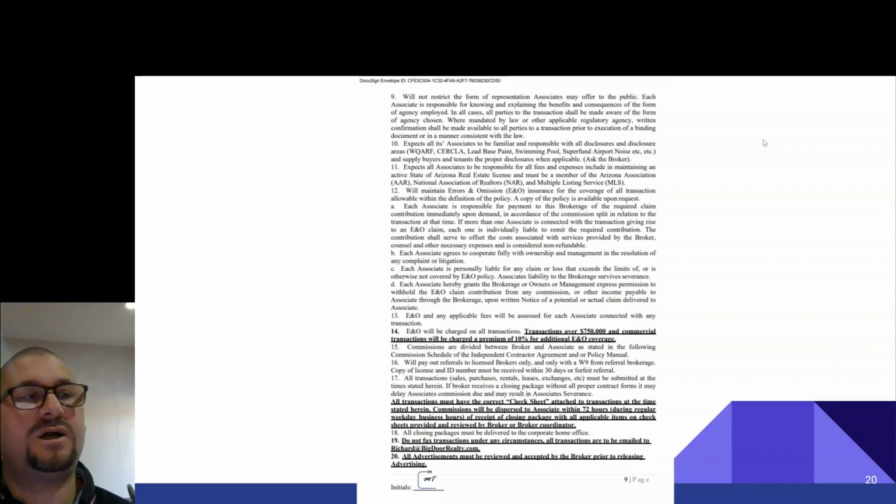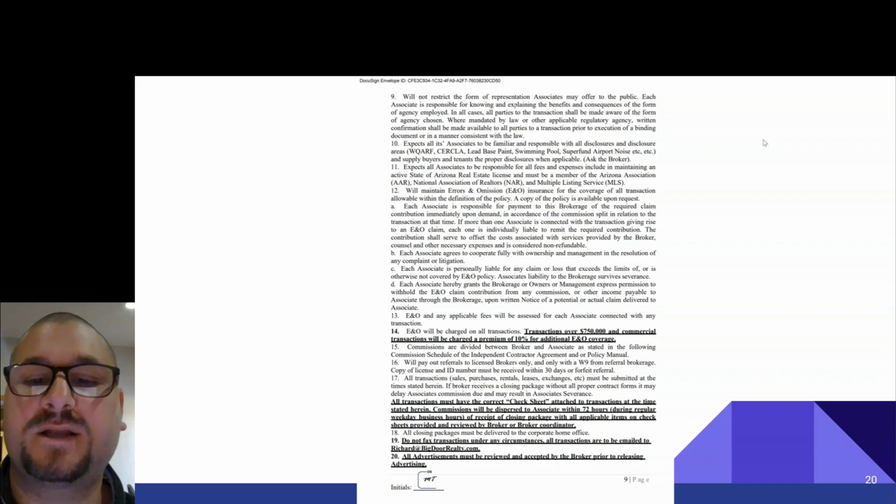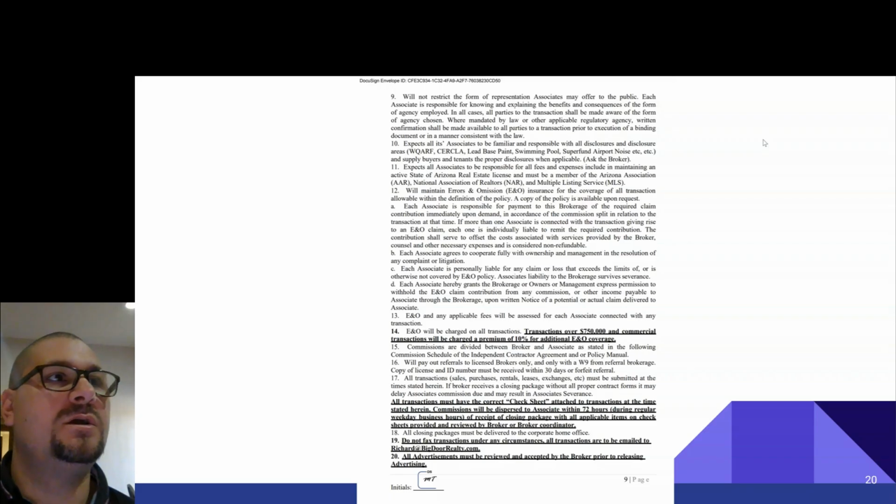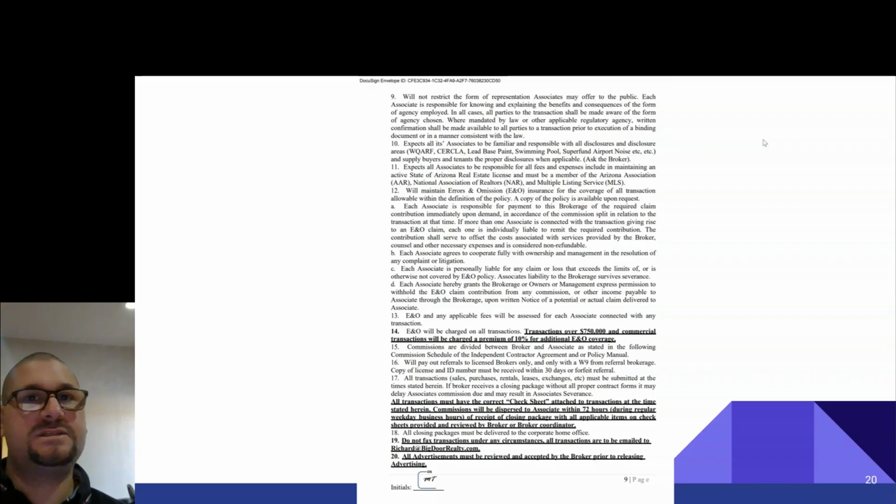About 72 hours, 3 days to pay you. So all transactions must have the correct check sheet attached to the transaction at the time stated herein. So how many days does the salesperson have at the close of escrow to give the broker all the documents with the check sheet? 3 days after close of escrow. Then the broker has 3 days to give you your check.